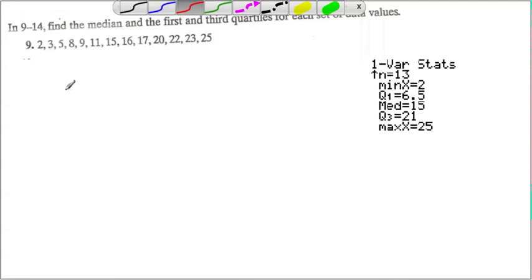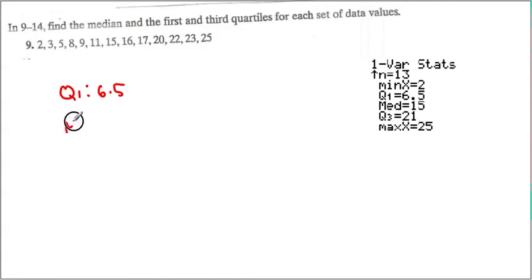First quartile, Q1, is equal to 6.5, and median is 15, and then third quartile is 21. All right, so let's look at the next question.